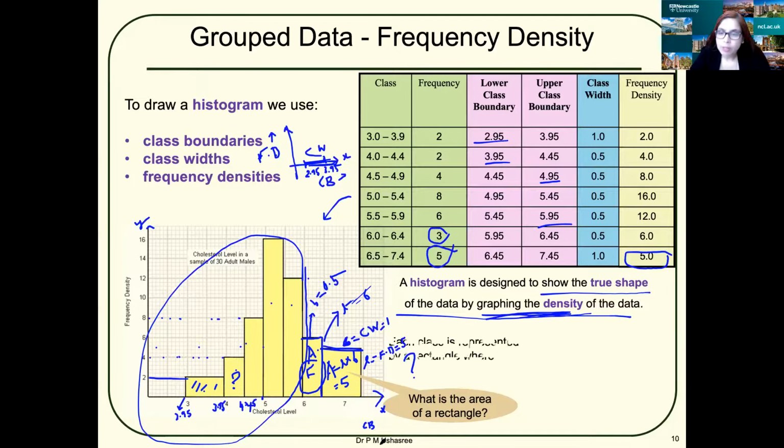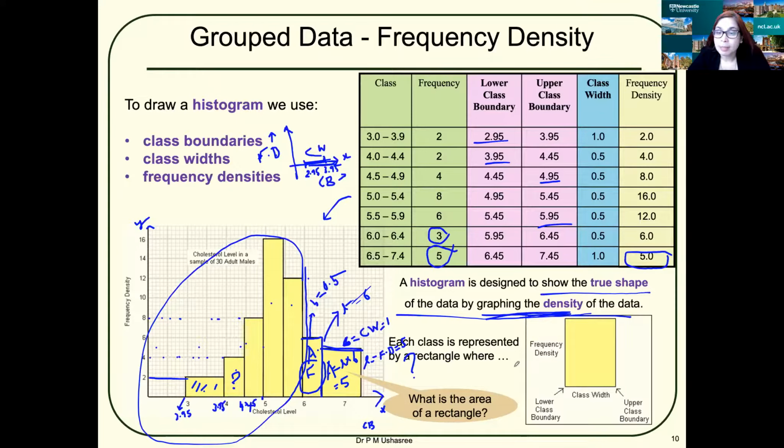So each class is represented by a rectangle where the breadth can be given as the class width and the length can be given as the frequency density. And the area is nothing but, can you give me a formula for the histogram? Area is equal to class width times frequency density, or this is equal to frequency. Perfect. Thank you, guys.